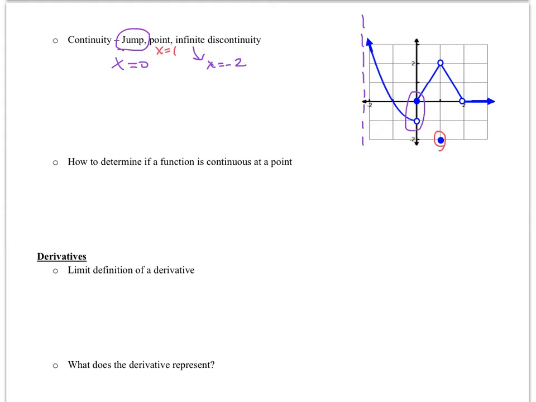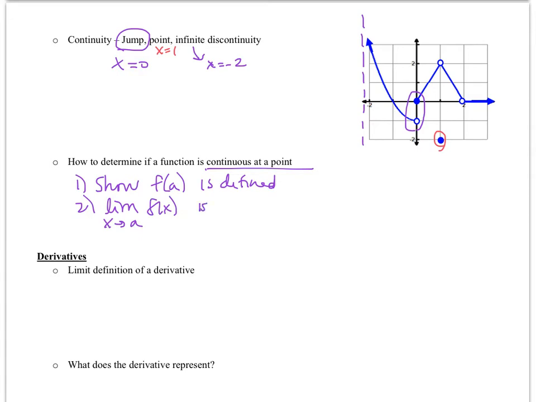Now, when we're trying to determine if a function is continuous at a point, there are three things that we have to verify. First of all, we have to show that the function value at that point is defined. Secondly, we have to show that the limit as x approaches that value is defined. And then lastly, we have to show that those two are equal. So we have to show that f of a is equal to the limit as x approaches a of f of x.